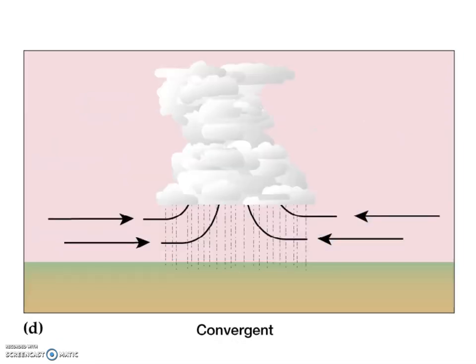Our final type of uplift is called convergent uplift, and this is uplift that occurs when two similar air masses, generally warm air, meet. And basically they come together and they have to go somewhere, so some of the air is forced upward. This is most common in the intertropical convergence zone near the equator, where we have the convergence of the northeast and southeast trades meeting at the equator, and some of that warm air is pushed upward. So the equatorial regions tend to have both convergent uplift and convective uplift. And if there happen to be mountains in the area, they might have orographic uplift as well.